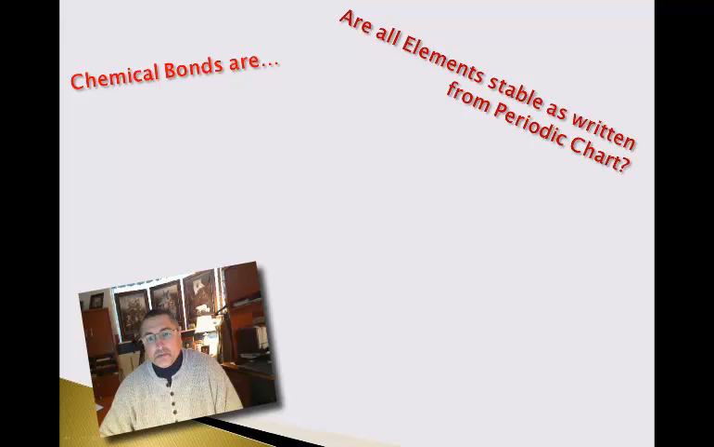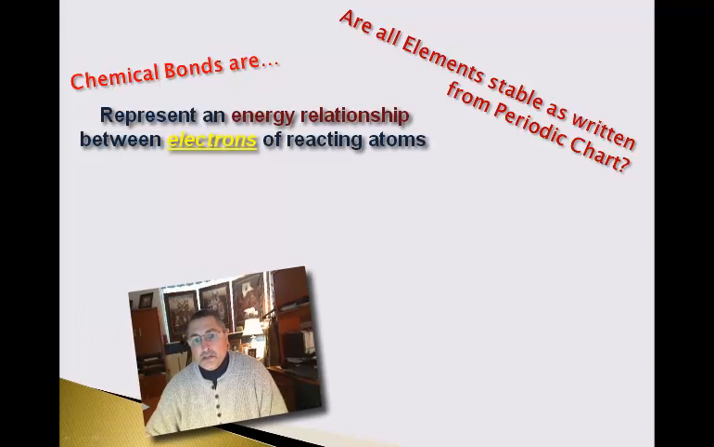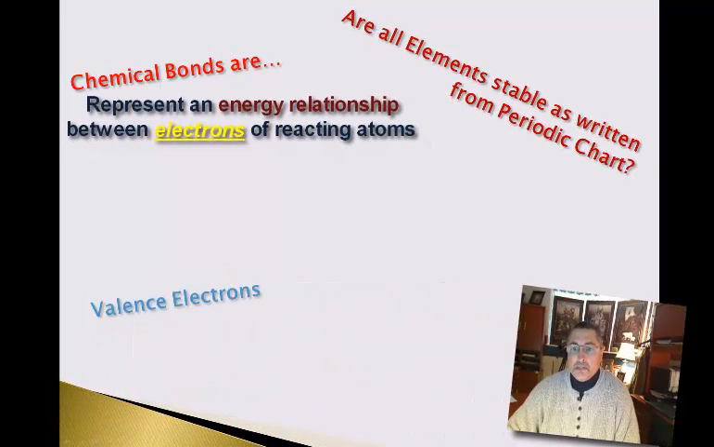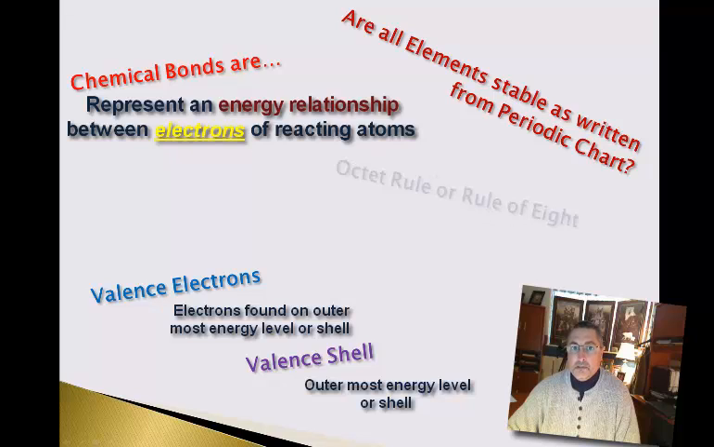A chemical bond represents an energy relationship between electrons of reacting atoms. Not just any electrons, but those electrons found on the outermost energy level of that atom. These electrons are known as the valence electrons, and they're found in an energy level known as the valence shell. The valence shell is the outermost energy level. It contains the electrons that are capable of having an interrelationship with other atoms, a reaction, an energy relationship. And these are known as chemical bonds.